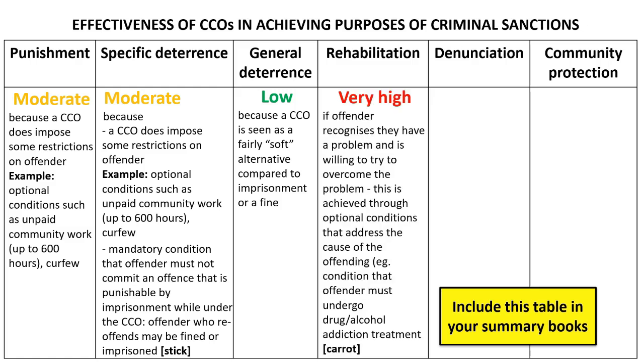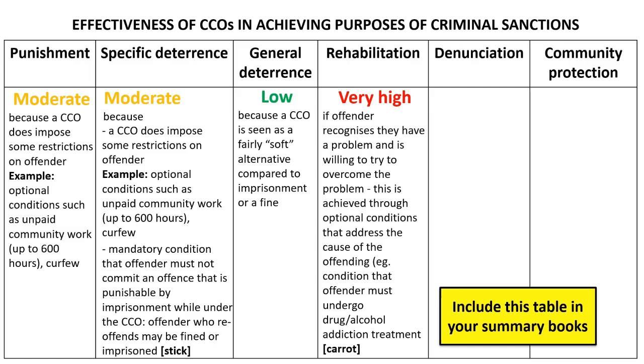As I've said, one of the main purposes of a community correction order is rehabilitation. And community correction orders are very effective at achieving this purpose because the offender is not put in prison where, as we saw in the previous video, there is a high risk of them reoffending on their release from prison. Instead, the optional conditions included in a community correction order are designed to assist the offender to rehabilitate.